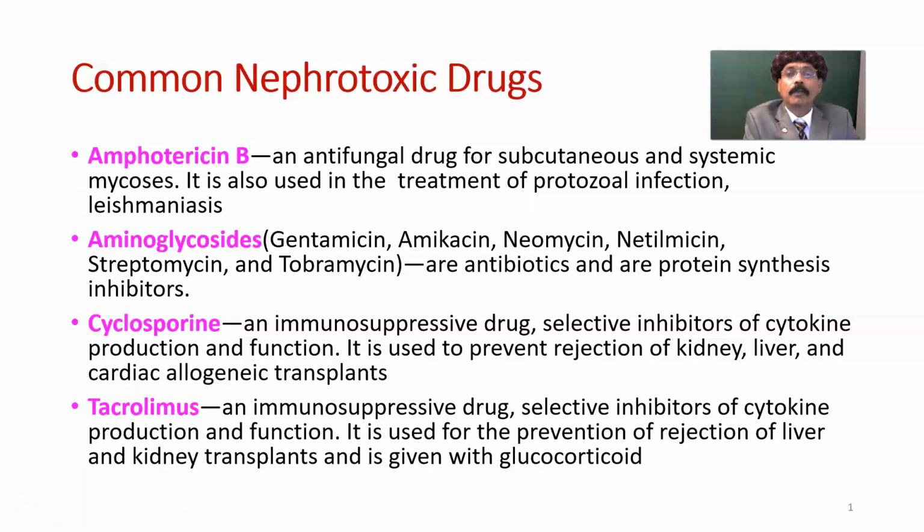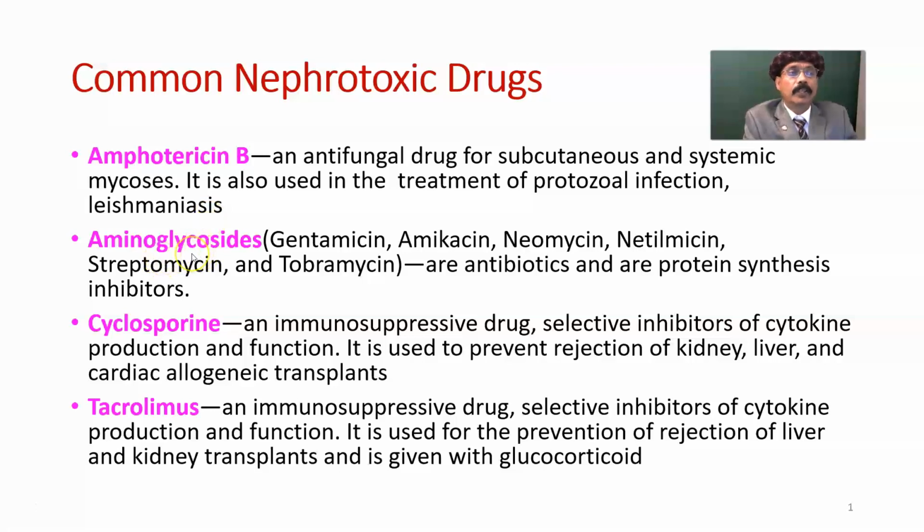nephrotoxicity, like number one, amphotericin B. This is an antifungal drug for subcutaneous and systemic mycosis. It is also used in the treatment of protozoal infection like leishmaniasis.